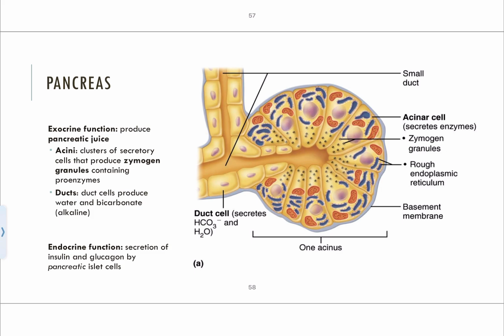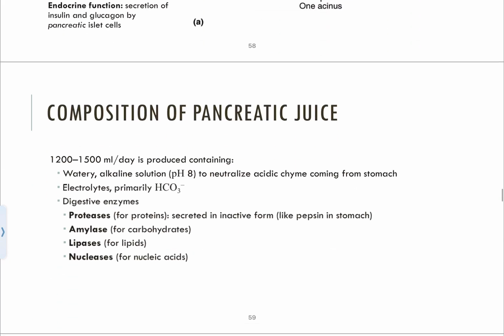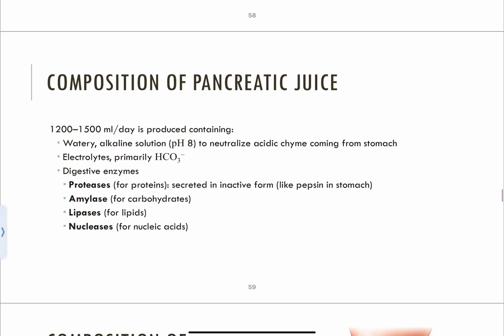The endocrine function of the pancreas is secretion of insulin and glucagon, what we learned about in the previous chapter. And those two hormones are going to be secreted by the pancreatic islet cells. So composition of the pancreatic juice. We produce about 1,200 to 1,500 milliliters of pancreatic juice every day.